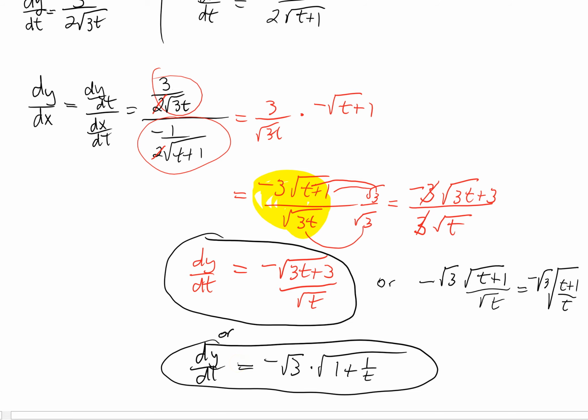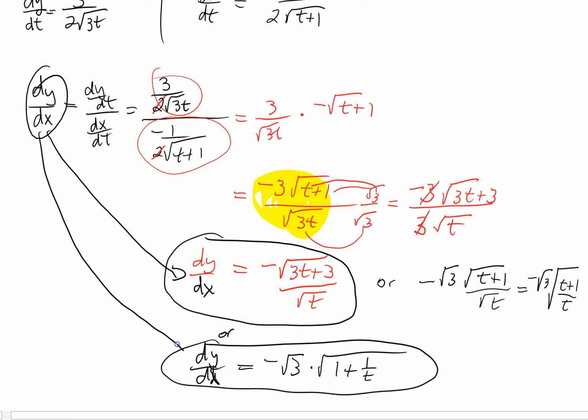And forgive me, I just really made a terrible mistake. This is dy dx. This is dy dx that we're finding. So sorry about that. Really want you to be aware of that. That's your slope of your tangent line, right? dy dt we already did very, very simply. So that's your part A.